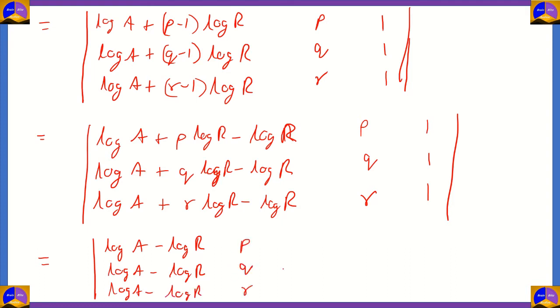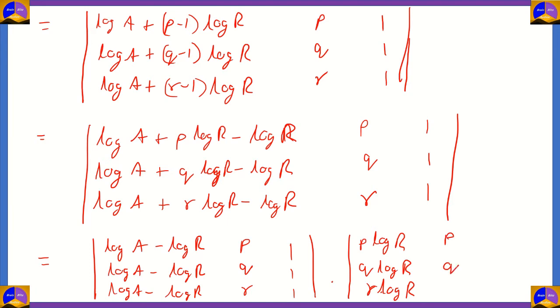So that will be P, Q, R, 1, 1, 1. And then in the second determinant, we're taking the intermediate terms, so P log R, Q log R, and R log R come here. And this selective way of choosing the first column for both the determinants will change the game of solving this determinant, making it quite easier.